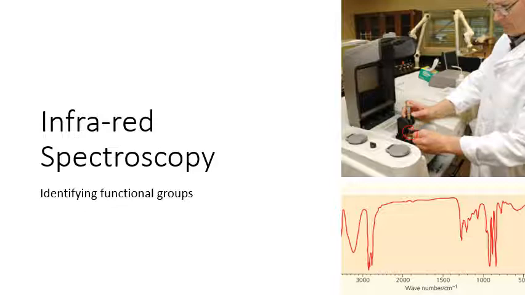What the machine does is it shines all wavelengths of infrared radiation through the sample. And depending on the bonds in the molecules of the sample, the bonds will absorb certain wavelengths of infrared radiation, right? And so the machine also detects which wavelengths have been transmitted and which ones have been absorbed. Then it presents that information in a spectrum such as this.